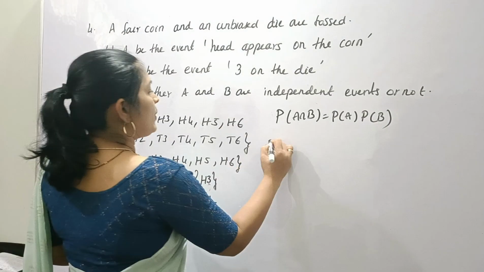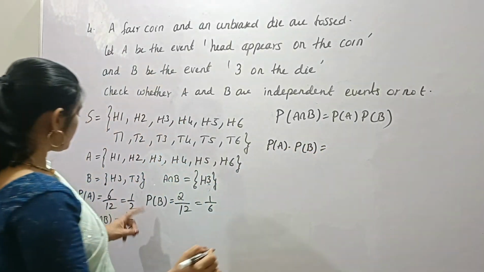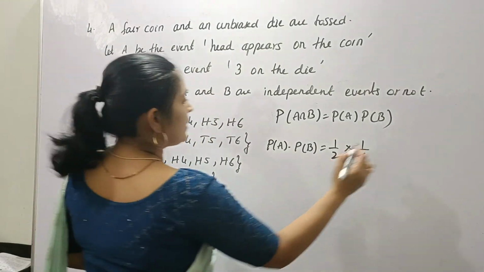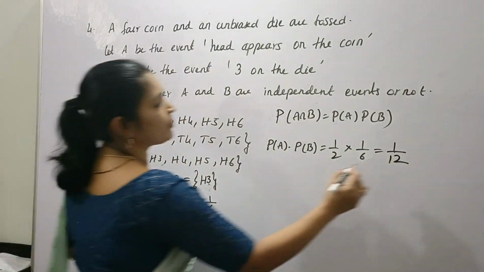Now here the probability of A into the probability of B is equal to 1 by 2 into 1 by 6, that is equal to 1 by 12, which is equal to the probability of A intersection B.